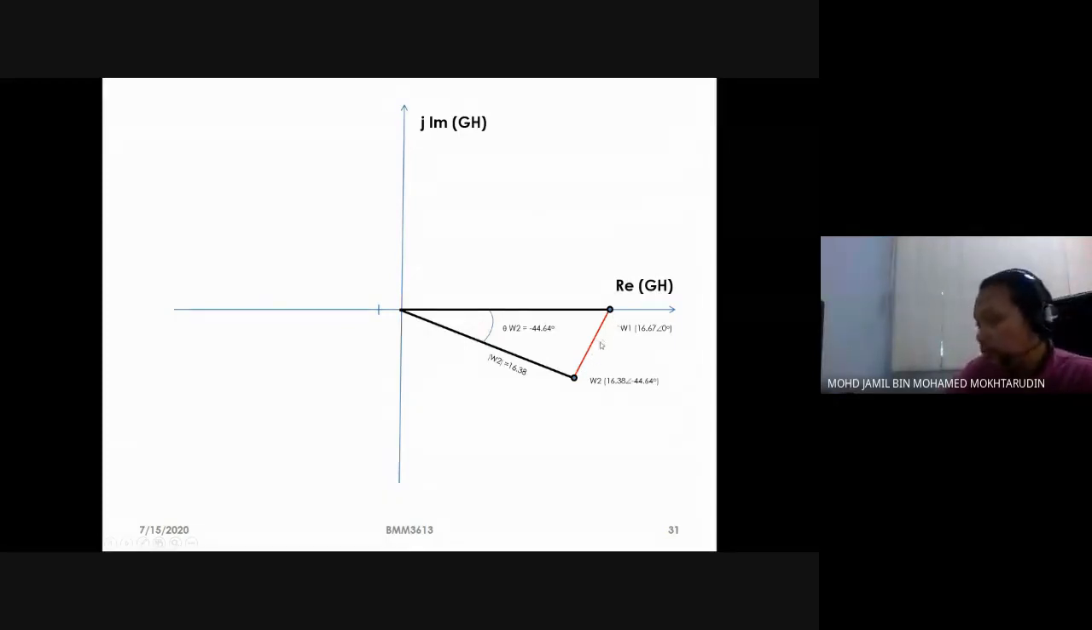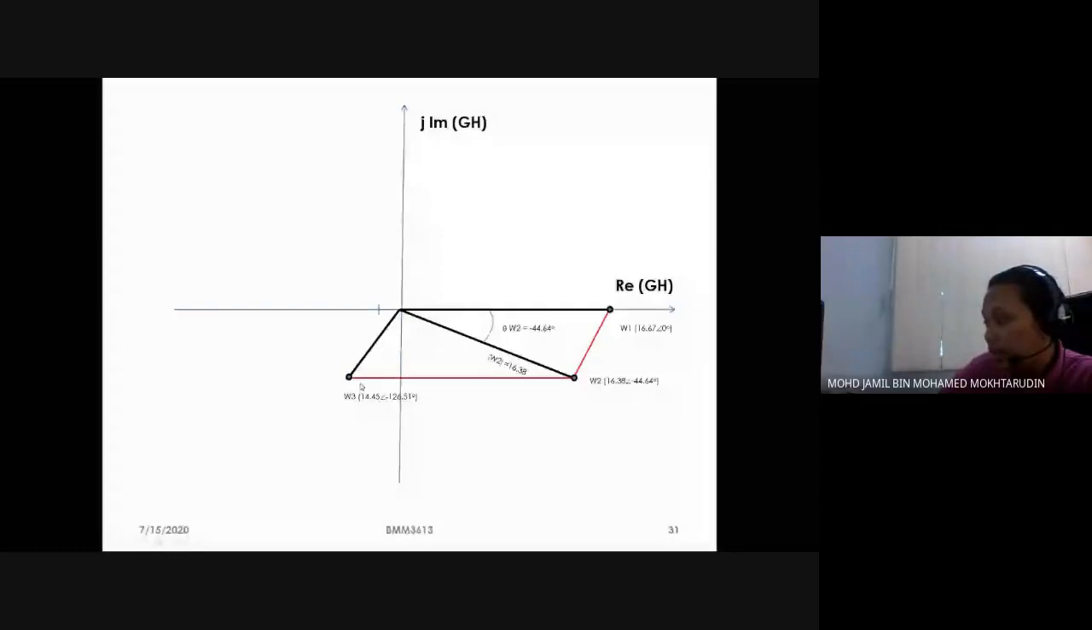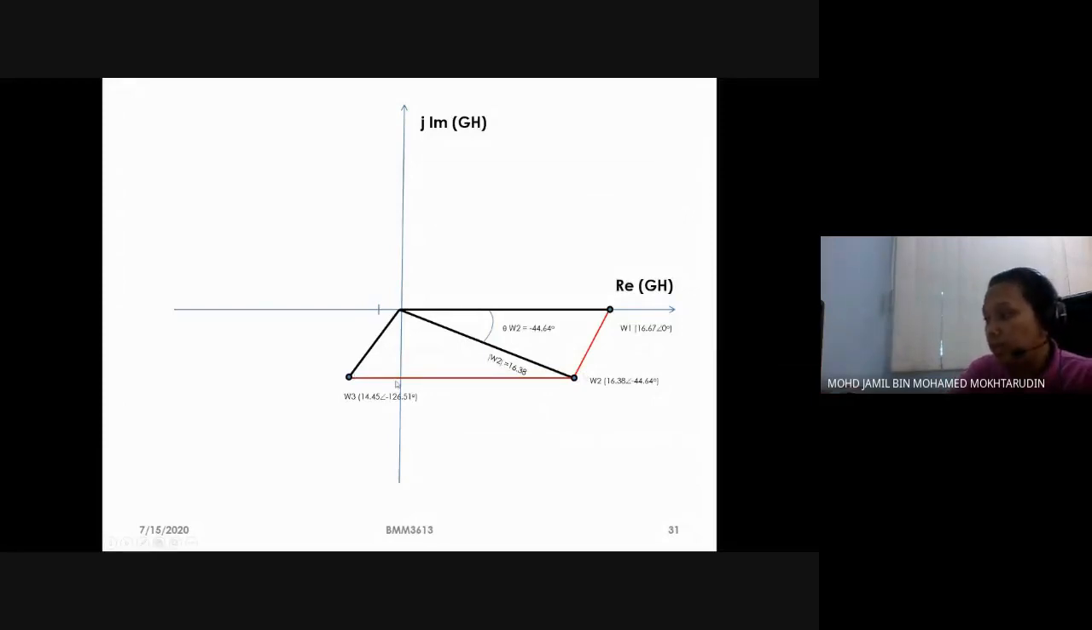Okay. So you repeat the process. So this is the third point. Then you connect the points with a line. So the red line here is the Nyquist. Then you repeat the process for the fourth point and fifth point and so on.